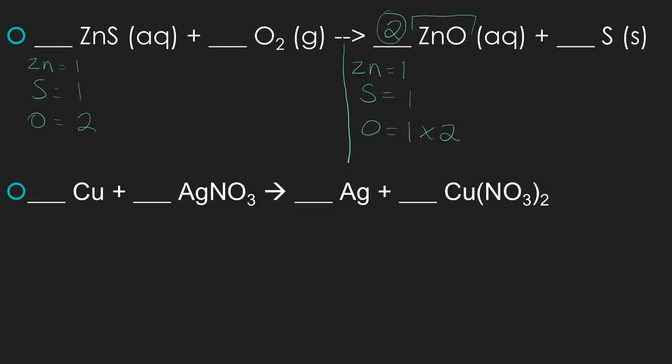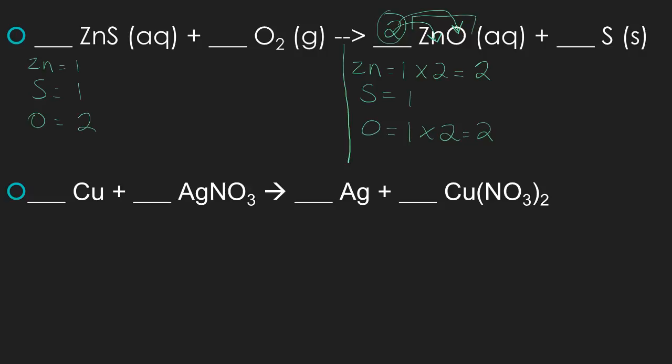Now I have to look back and check, is there anything else that needs to be multiplied by 2? And the answer is yes, because when you put this coefficient there, it multiplies the O, but it also multiplies the zinc. So I have to come down here and update zinc as well. So now I have 2 zincs on the right, 2 O's on the right.